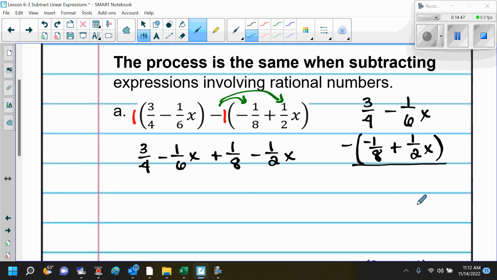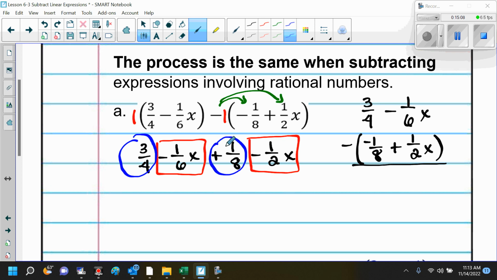So now, before we start, of course, we need to get common denominators, right? So we've got a negative 1/6 x over here, and we've got a negative 1/2 x over there. We've got a positive 3/4 over here, and a positive 1/8 over here. So, with our like terms, the common denominator with the 6 and the 2 is 6. So we're going to multiply times 3 here and here. And the common denominator with 4 and 8 is 8. So we're going to multiply times 2 times 2.